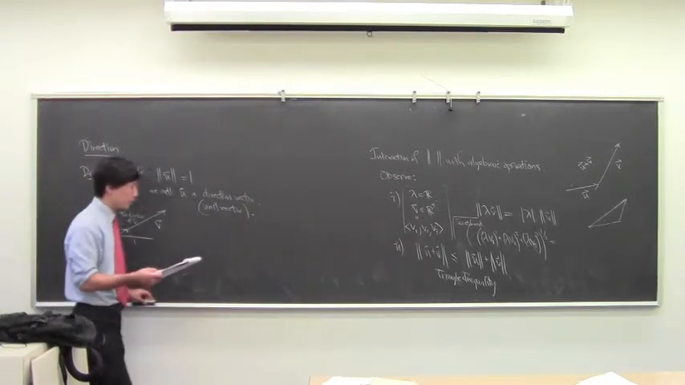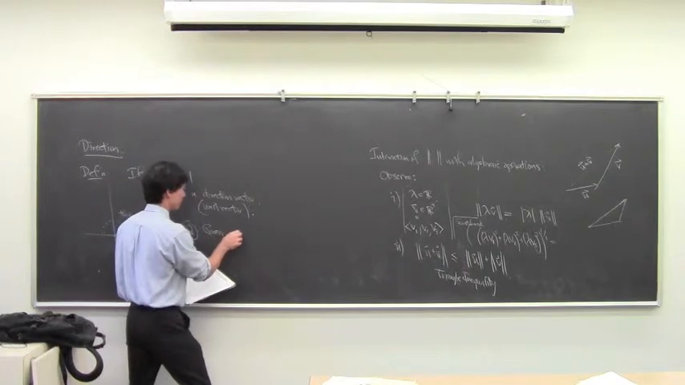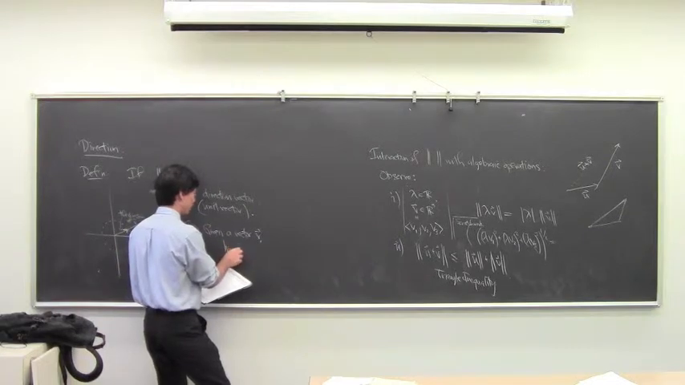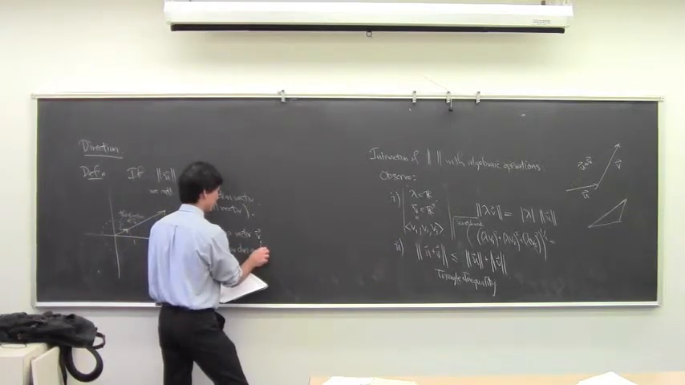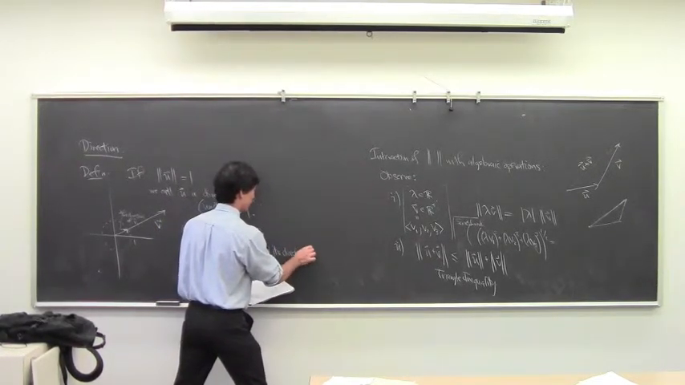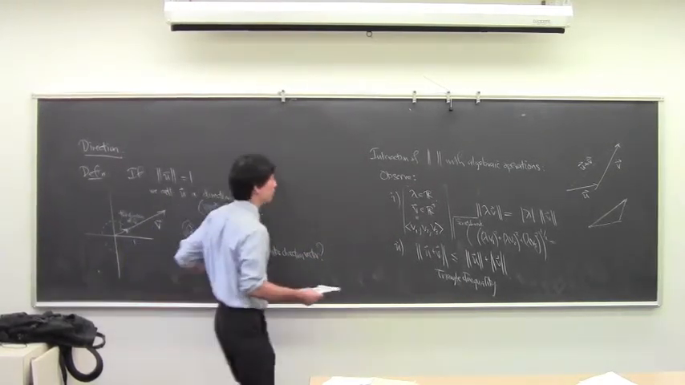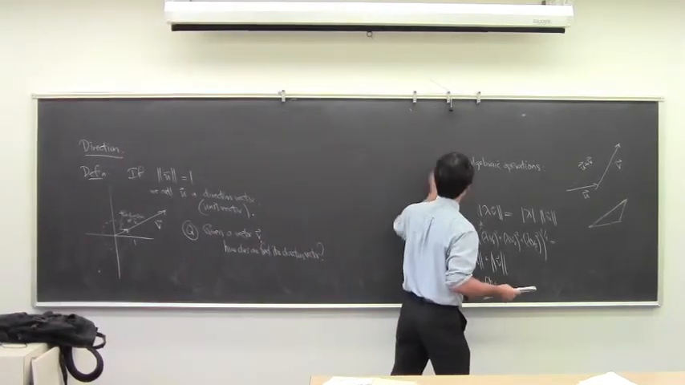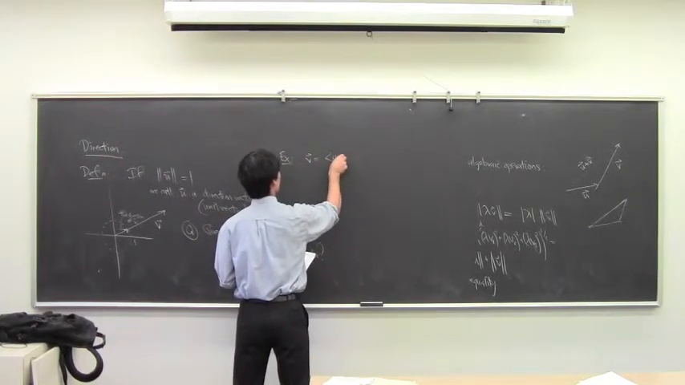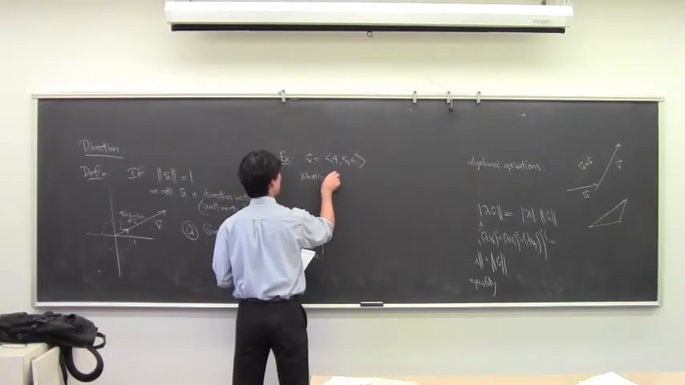Okay, so the question is, given a vector v, how does one find its direction vector? Somebody gives you a vector v. For example, v is (4, 5, 6), as it was before. What's v's direction vector?